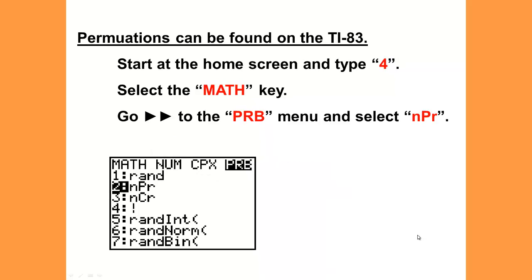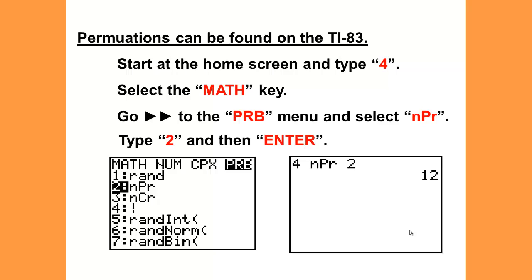For permutations, it's very similar. Type in 4, which is the total you're selecting from. Again, press Math, then over to the probability, select nPr, type 2, and then enter, and you will get 12.